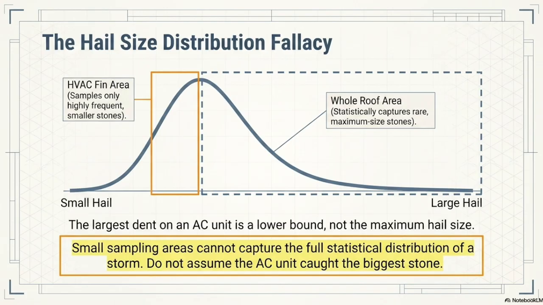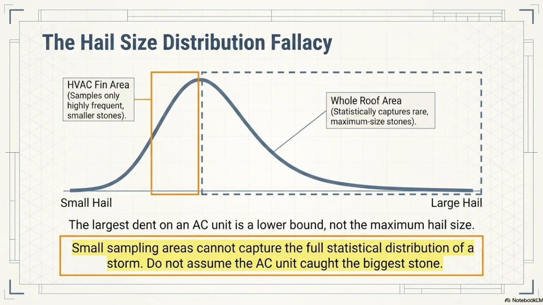Now look at the size of the targets. Your AC condenser unit is a relatively small box. It might present, let's say, 10 square feet of total surface area facing the sky. A tiny target. Yes. But the roof of the house presents 3,000 square feet of surface area to the sky. The roof is 300 times larger than the AC unit. Therefore, statistically, the probability of one of those 10,000 small half-inch hailstones hitting the tiny AC unit is practically guaranteed. It's going to get peppered with the small stuff.